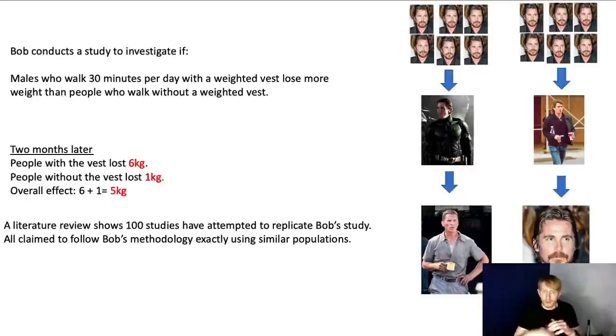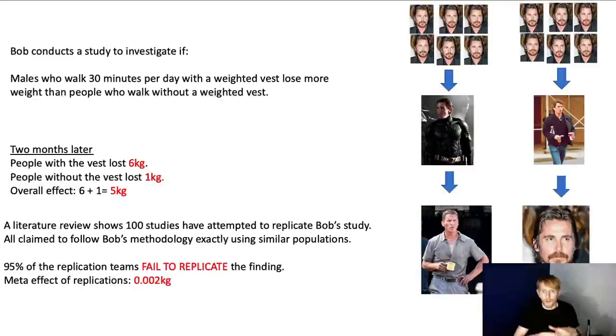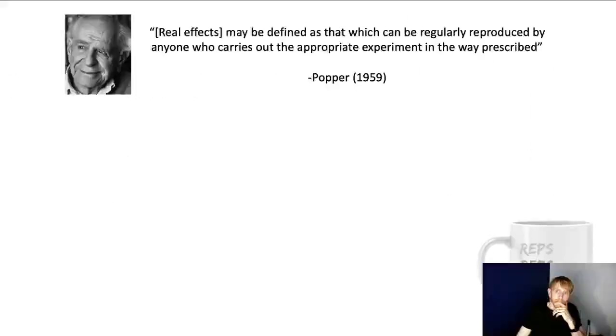Okay, now imagine the same exact study was conducted with the same exact results, but this time 95% of the replications fail to replicate the finding. And when you look at the overall effect, it's very close to 0. When you take the average effect across all studies, it's 0.002 kilograms difference. So for all of that 30 minutes a day for 2 weeks, the only effect of wearing a weighted vest was a 0.002 difference. In other words, 95% of the studies now fail to replicate. How does that make you feel about this finding that Bob is suggesting exists?